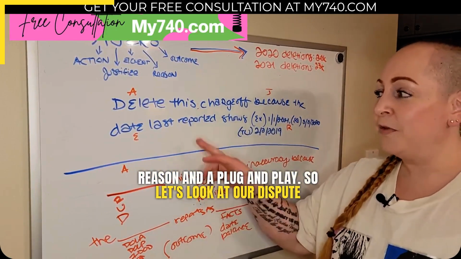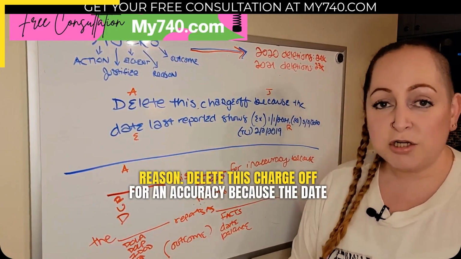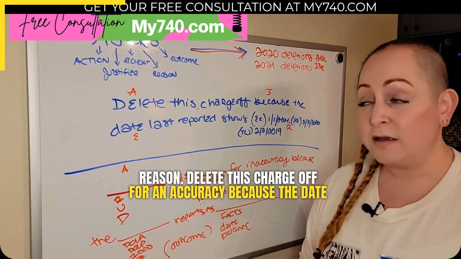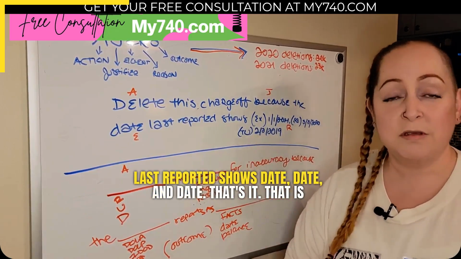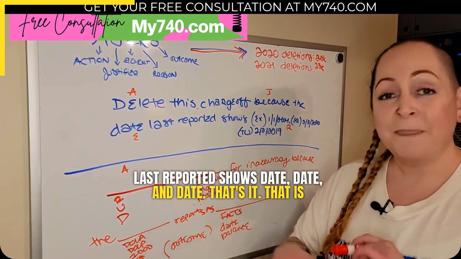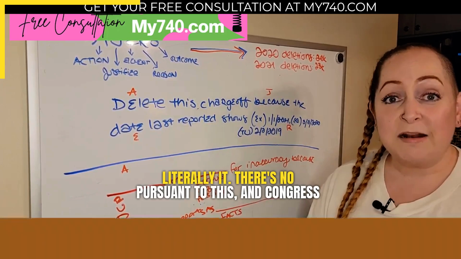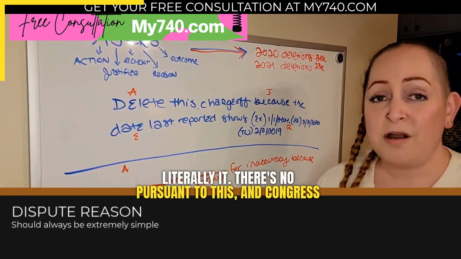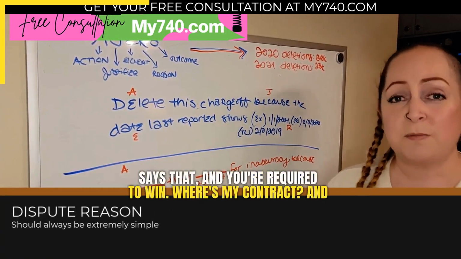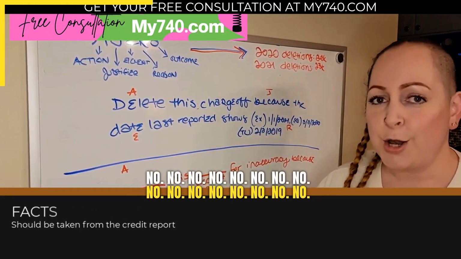So let's look at our dispute reason. Delete this charge off for inaccuracy because the date last reported shows date, date, and date. That's it. That is literally it. There's no pursuant to this and Congress says that and you're required to, and where's my contract, and no.